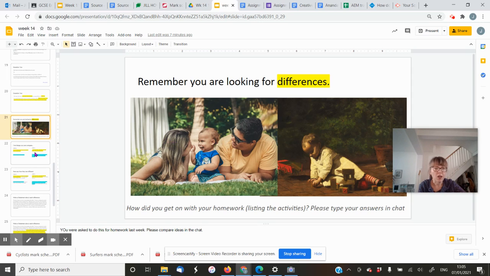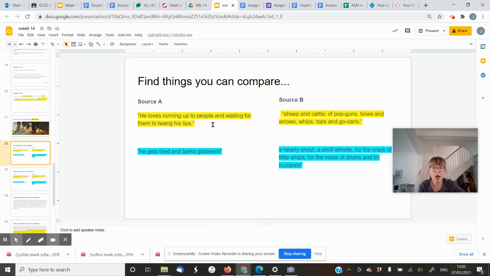And then come back to us. So hopefully you found these. We've just got 2 examples here. You could have found more, but we found these 2. So in source A, the little boy liked running up to people and waiting for them to twang his lips. And he also gets tired and starts barking gibberish.